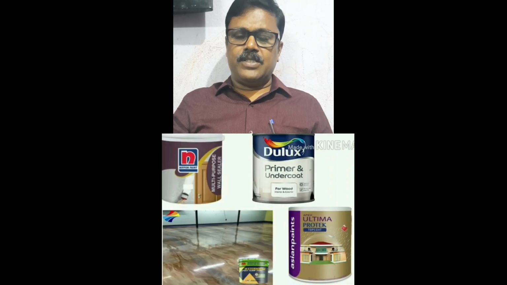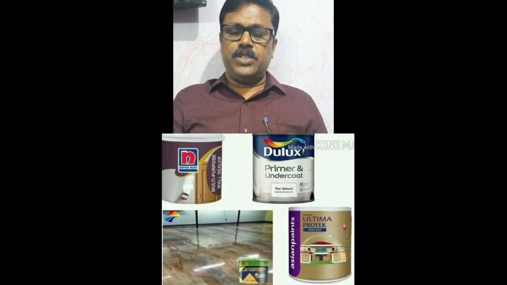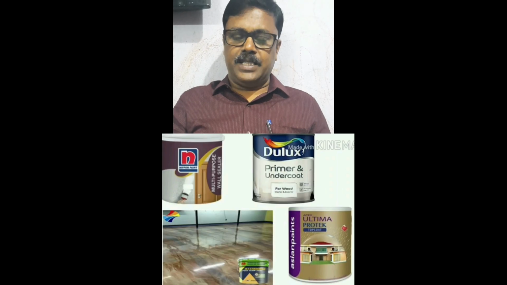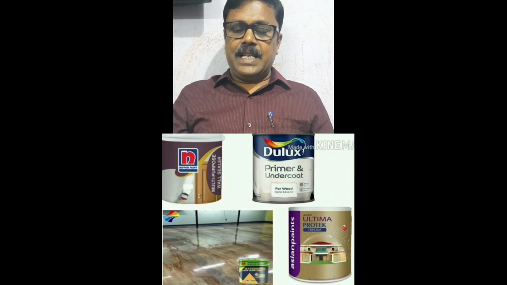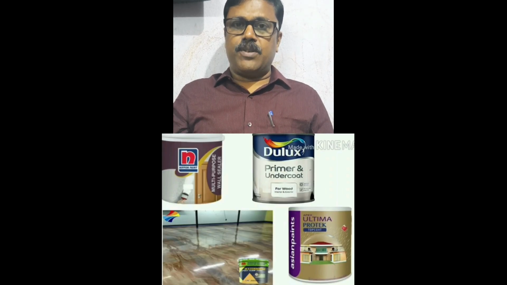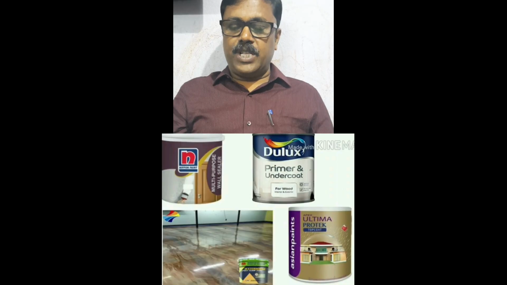So it is very important for flexibility and water resistance, and it is best for exterior walls and weather exposure. The price of the elastomeric paint is 350 rupees to 500 rupees per liter. Excel NTPL elastomeric emulsions of Nerolac Paints, Apex Weatherproof Emulsion.